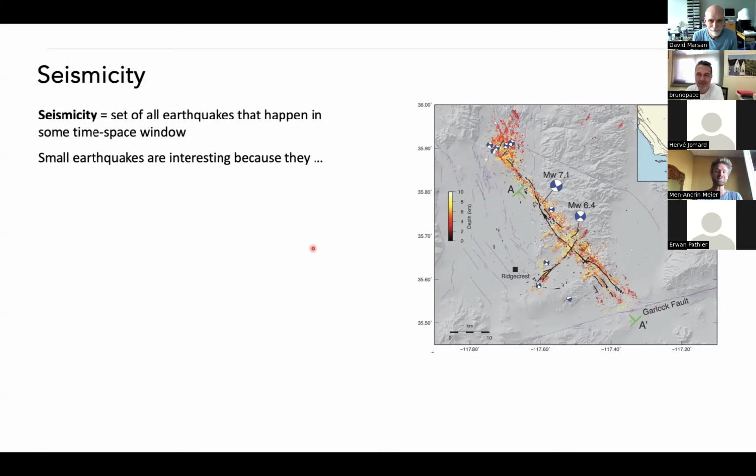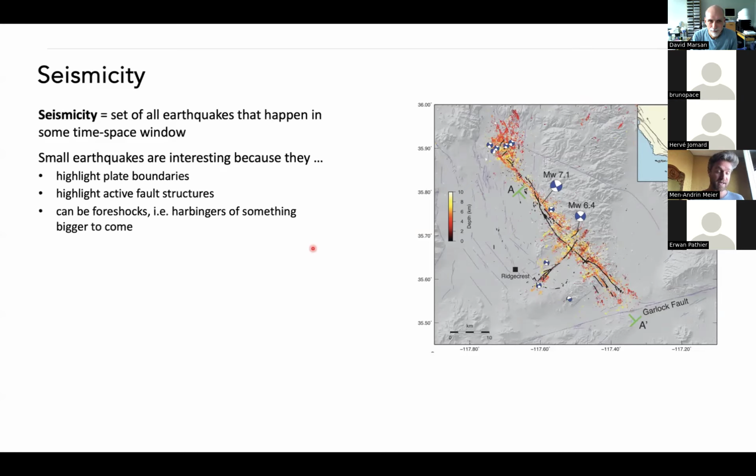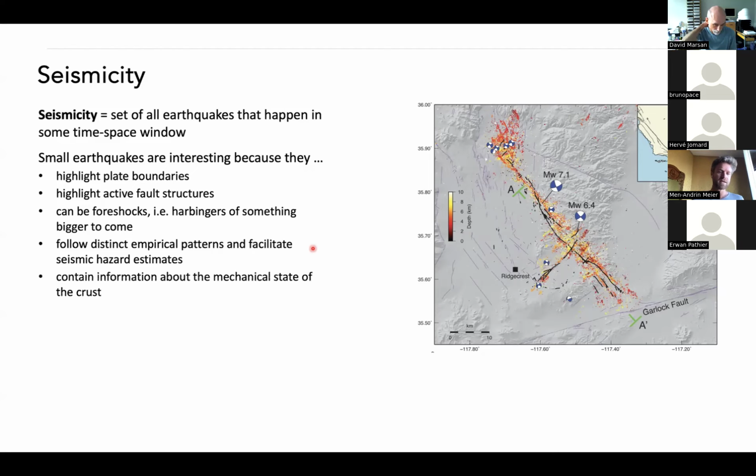Well, seismicity, small quakes are obviously interesting because they highlight plate boundaries, active fault structures. They can be foreshocks, so they can be harbingers of something bigger to come. They follow certain empirical patterns that we can then use to estimate seismic hazard. So we can estimate the probability of large quakes, even if we haven't observed many of them yet. They contain information about the mechanical state of the crust. They can be used to map reservoir permeability enhancements, for example, geothermal reservoirs and oil. There's a lot of reasons. I was hoping that every one of you would suggest one of those, but I'm probably just making things too simple.